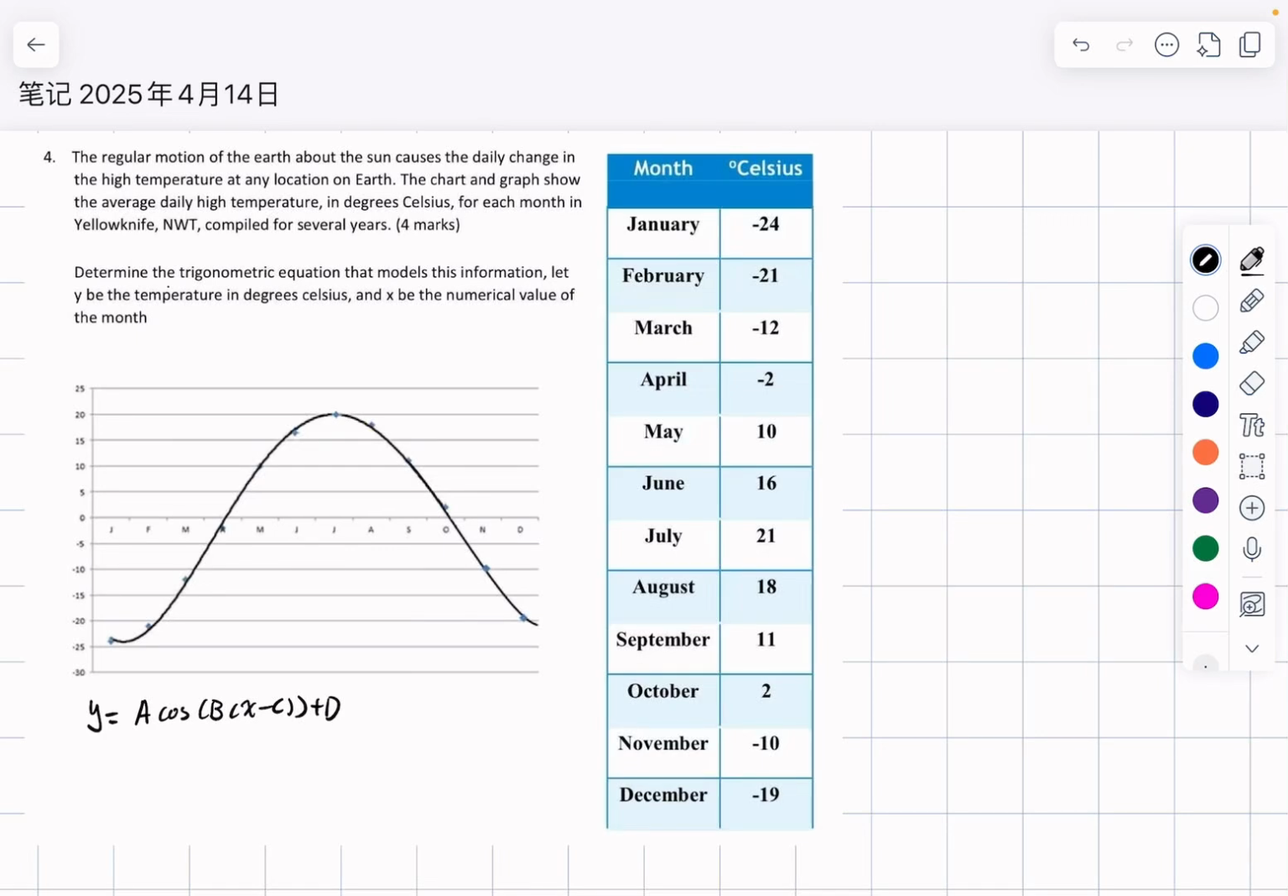I'm Jennifer. So this is my uniform mid-unit assignment. So first of all, for question number 4, this is basically asking for the trigonometry trig equation.